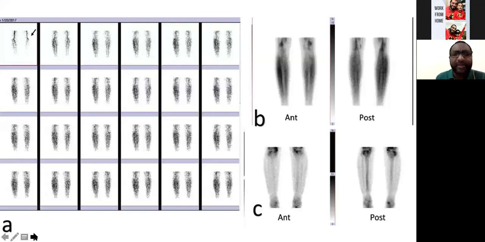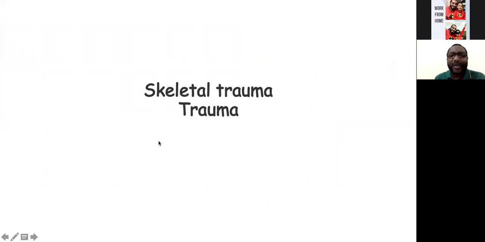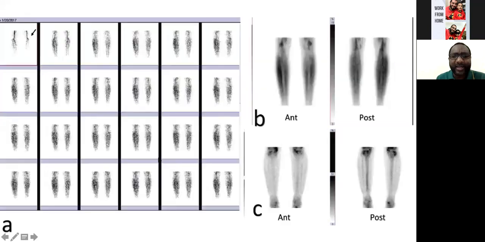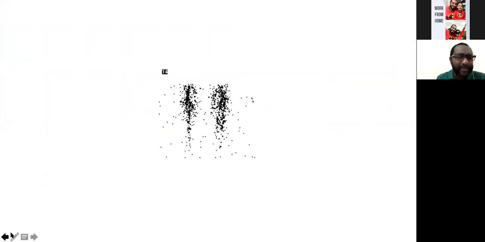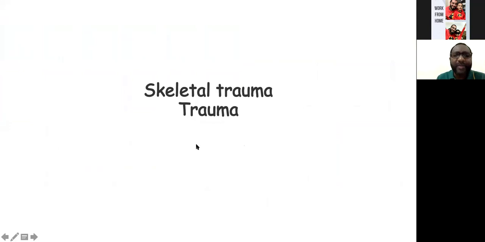Now, in skeletal trauma, bone scan has played a significant role in detecting stress fractures and shin splints. But again, the majority of these indications have been taken over by MRI. But in places where MRI is not available, sometimes bone scan can play a key role. And again, what we do in this kind of patient is a 3-phase bone scan. We look at the vascular flow.